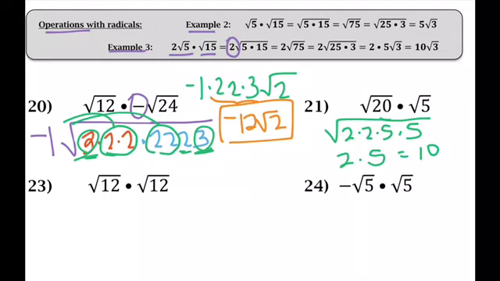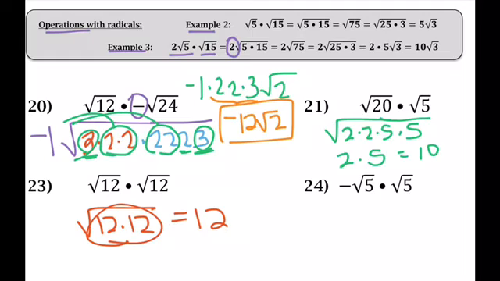For 23, square root of 12 times square root of 12 is the square root of 12 times 12, and you see a pair of 12's. That's a really good thing to notice, because if you have a square root of 12 times square root of 12, basically you have a square root symbol that's squared, and that cancels it out. So square root of 3 times square root of 3 is 3. Square root of 5 times square root of 5 is 5. Square root of 12 times square root of 12 is just 12. And that's something that we're going to see a lot.